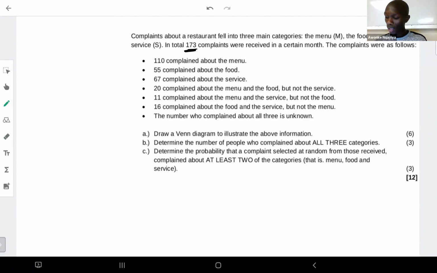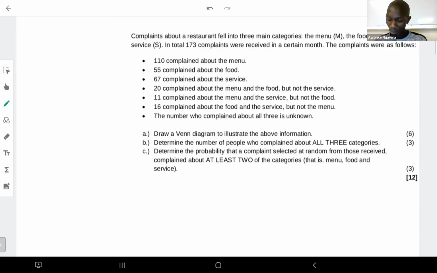Now, we are told that these complaints are listed in this way. 110 of them complained about the menu, 55 complained about food, 67 complained about service and so on. So if you look at this, we have three things: the menu, the food, and the service. So how do we then draw the Venn diagram? Because if you look at the first question, it says, draw a Venn diagram to illustrate the above information.